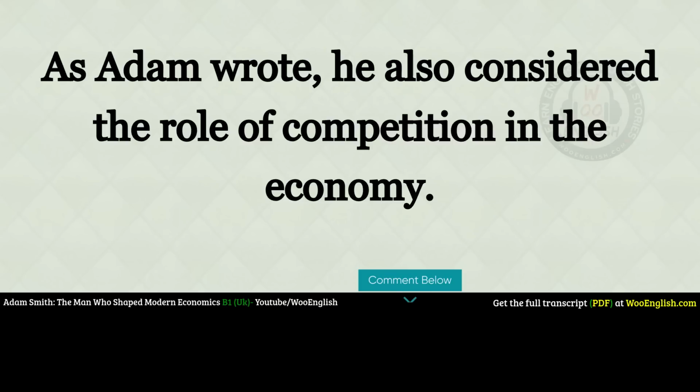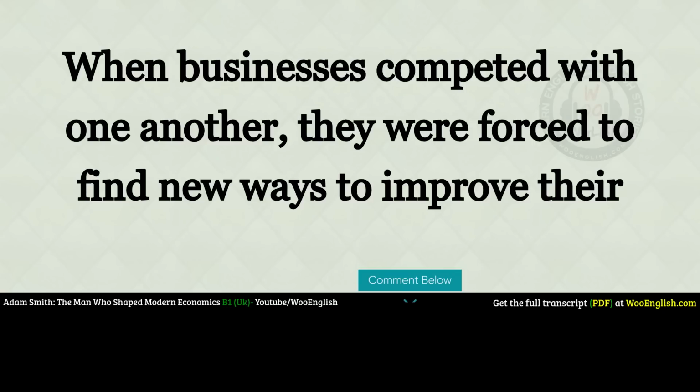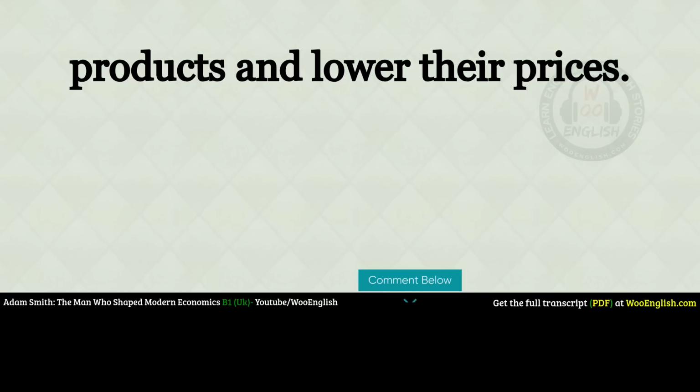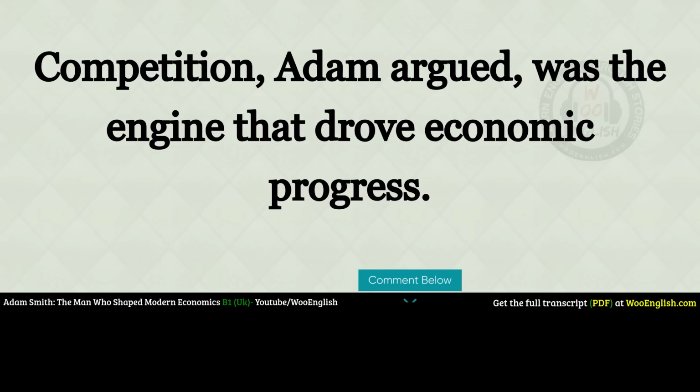As Adam wrote, he also considered the role of competition in the economy. He believed that competition was essential for innovation and growth. When businesses competed with one another, they were forced to find new ways to improve their products and lower their prices. This, in turn, benefited consumers, who could buy better goods at lower prices. Competition, Adam argued, was the engine that drove economic progress.